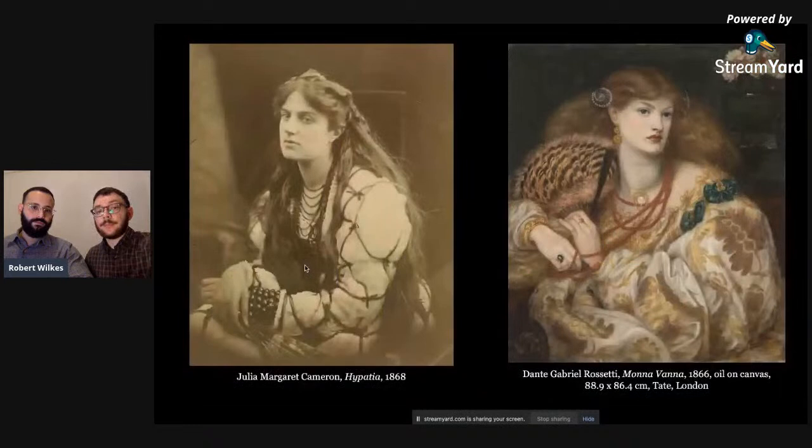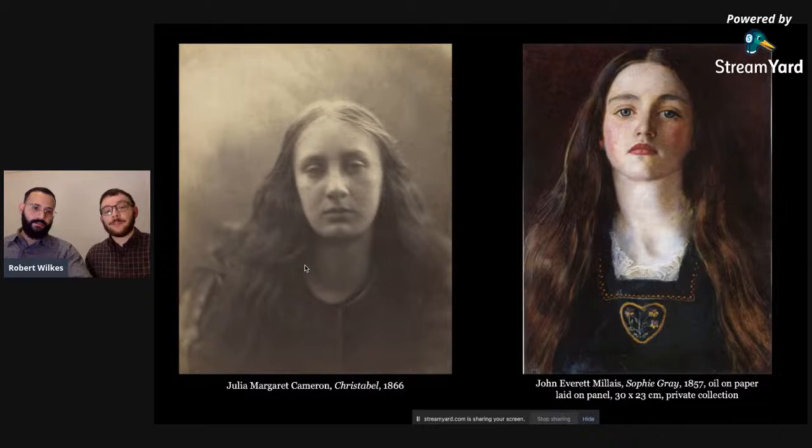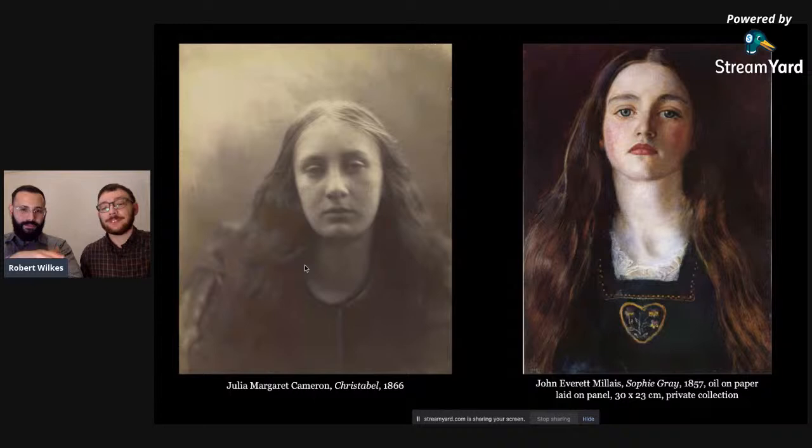I'm just showing you here again the presence of photography during this period. An example on the left by Julia Margaret Cameron. So again, the Pre-Raphaelite style started to be adapted across different media, including the new art of photography. This is just another example. Cameron is a very interesting photographer, and I recommend her work.